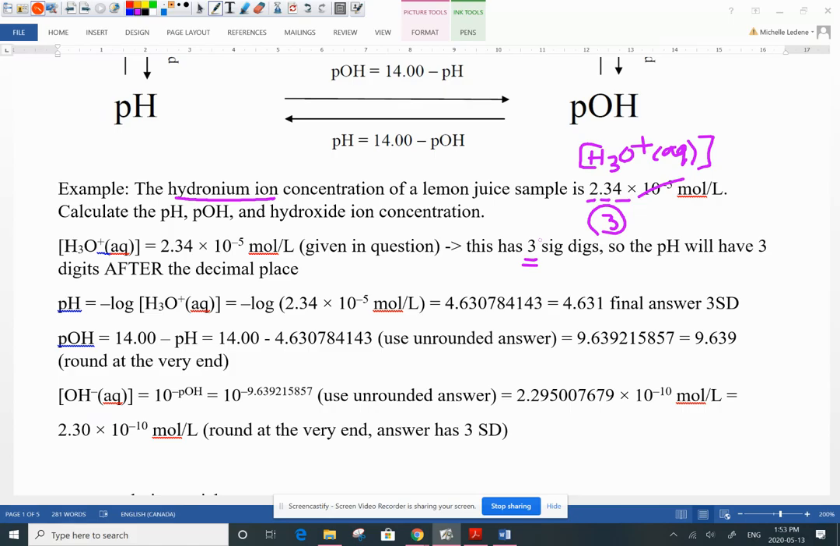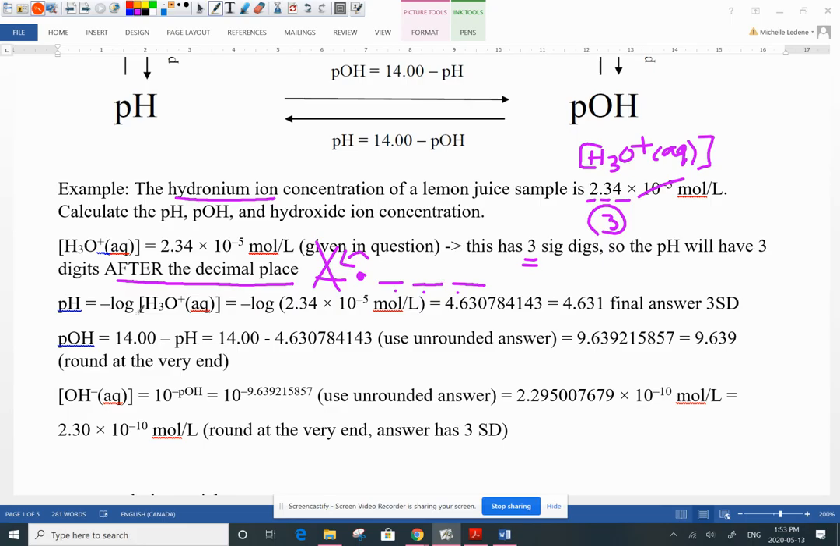Now, the thing about when you do pH is that the sig digs only count after the decimal place. So anybody out front of the decimal place, we don't care about. Honestly, they don't matter to us at all. It's these guys after the decimal place. So in this example, our final answer is going to be something decimal. Who cares about the something? It's these guys after the decimal that are important.